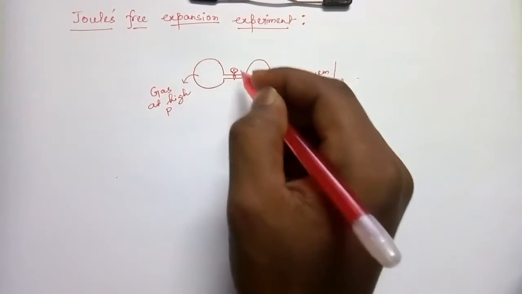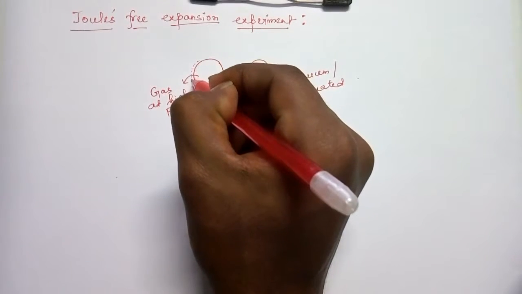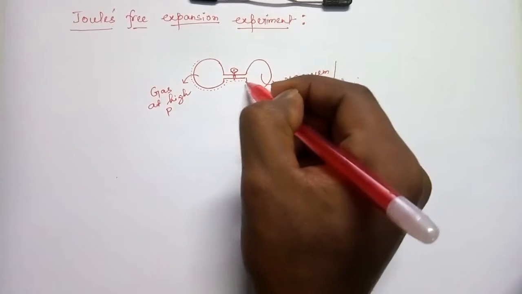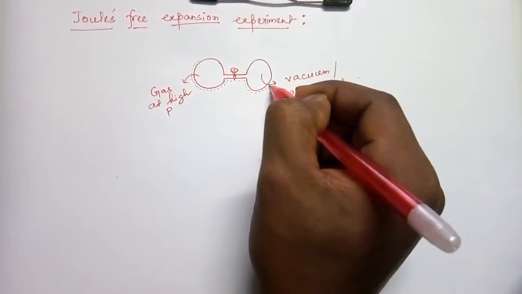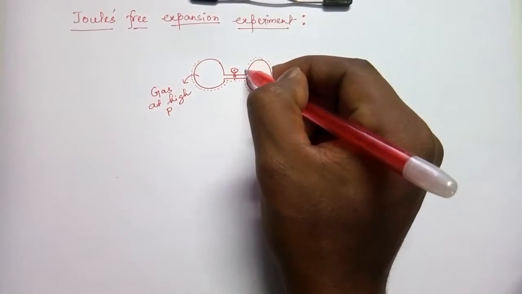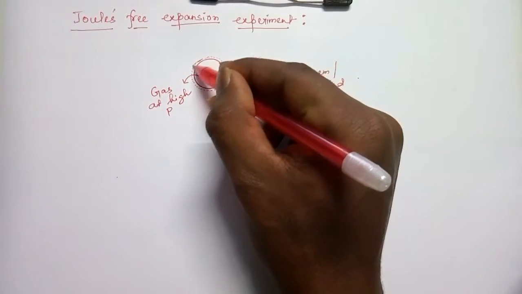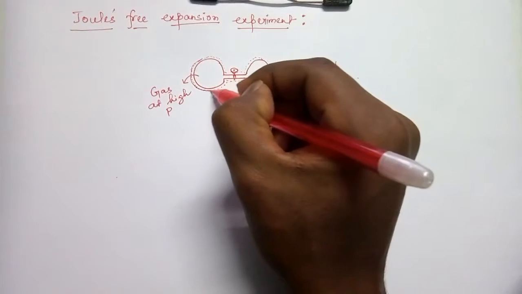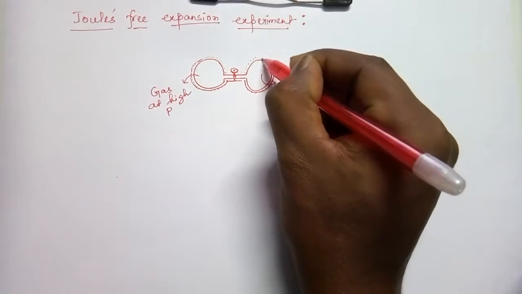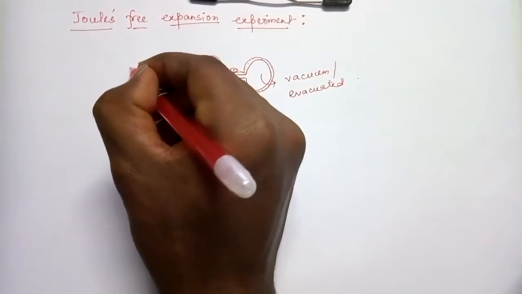The whole experiment is carried out under isothermal conditions, and no heat passage is allowed here. That means the wall is adiabatic. This is the adiabatic wall.